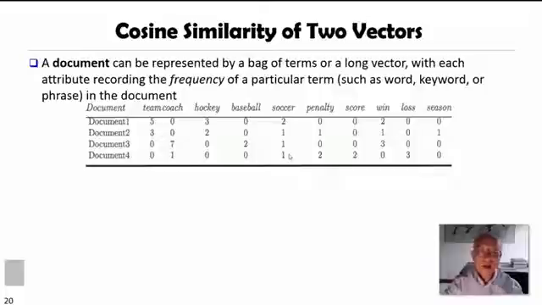A text document can be represented by a bag of words, or more precisely, a bag of terms. Each document can be represented as a long vector, each attribute recording the frequency of a particular term. The term can be a word or can be a phrase. 5 means the term team actually occurred in document 1 5 times.